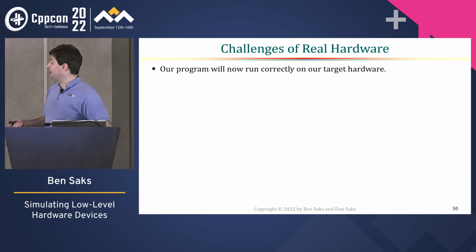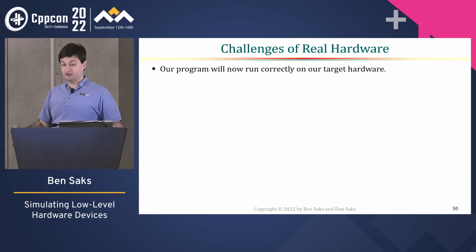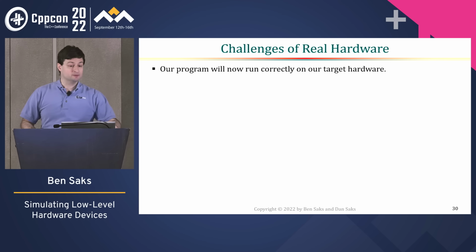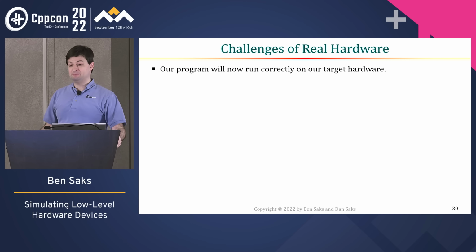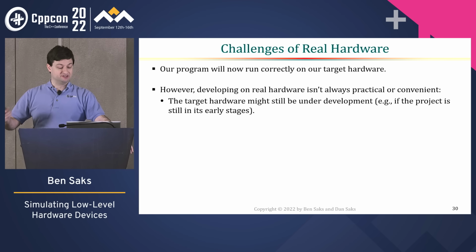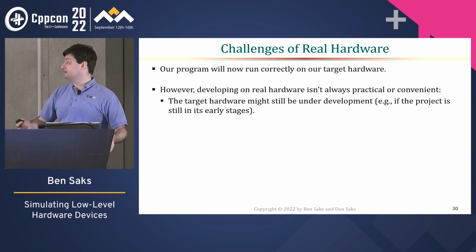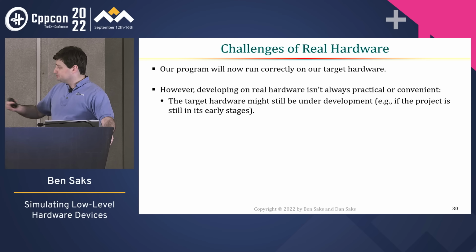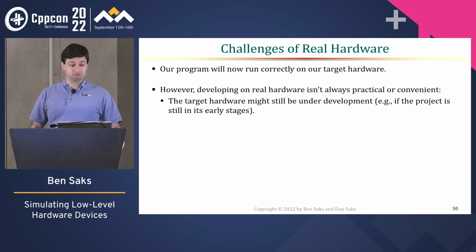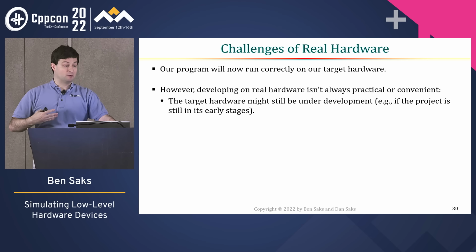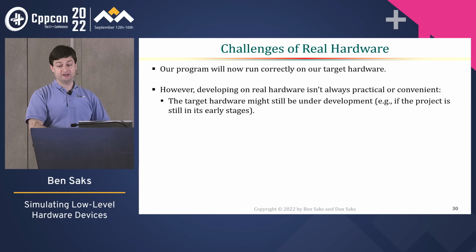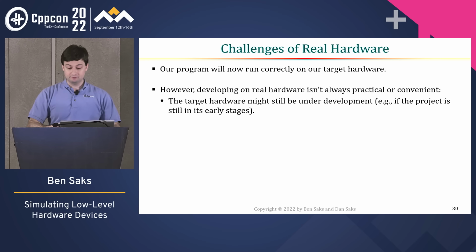Okay, so with that in place, our program should now be running correctly on our target hardware. But as I said before, we'd like to be able to develop on our target hardware, but also on other systems in some kind of simulated environment, because developing on the target hardware isn't always practical or convenient. For one thing, the hardware may not be available yet. If we're still early in the project, the hardware itself may still be under development.